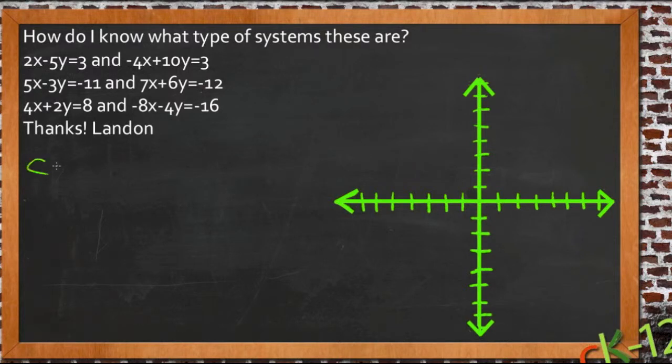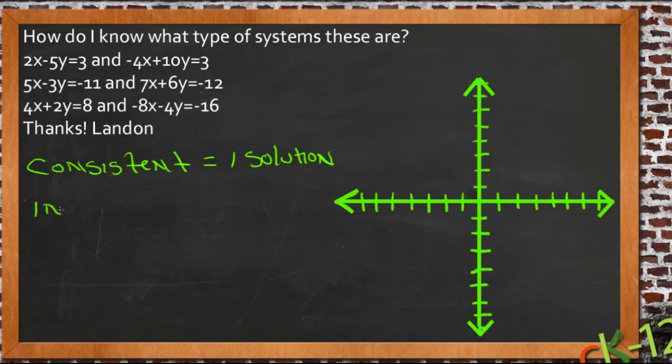There are consistent systems where you get one solution, one point on our graph that both lines meet at that solves both equations at the same time. One xy coordinate that is true for both equations.